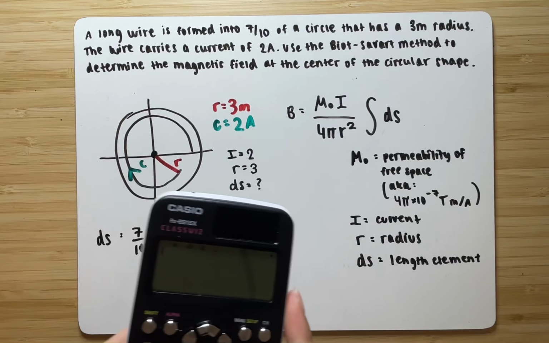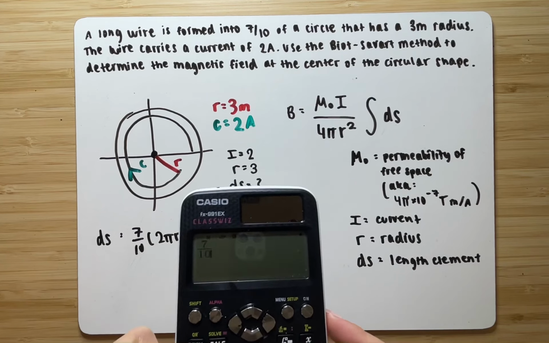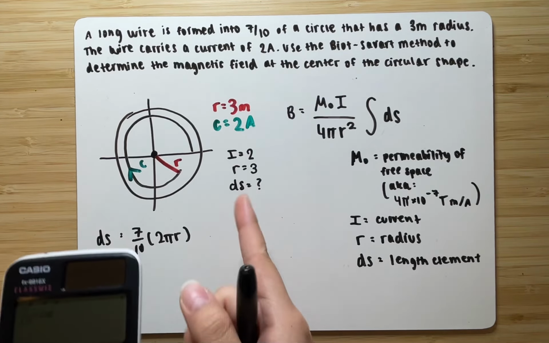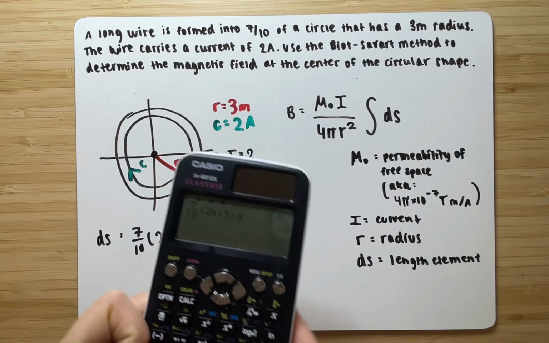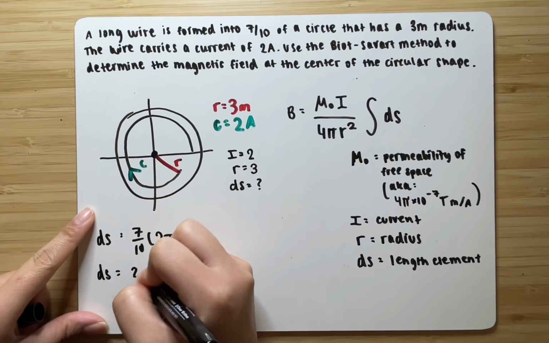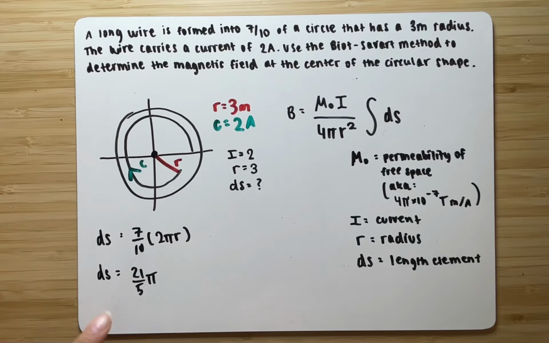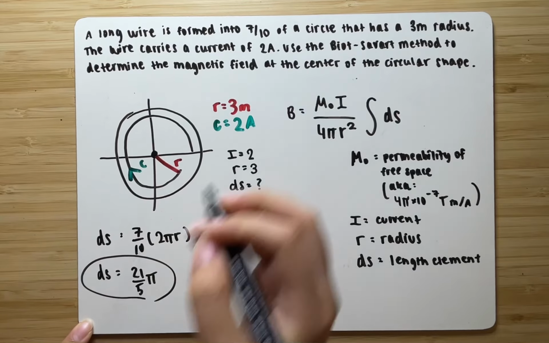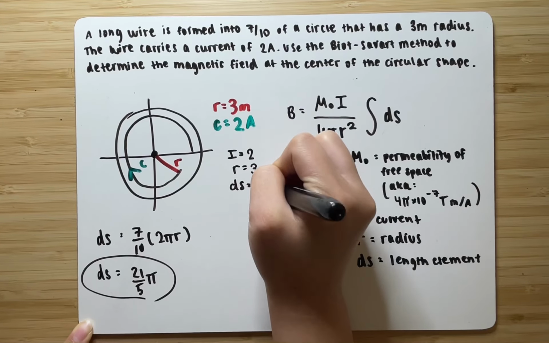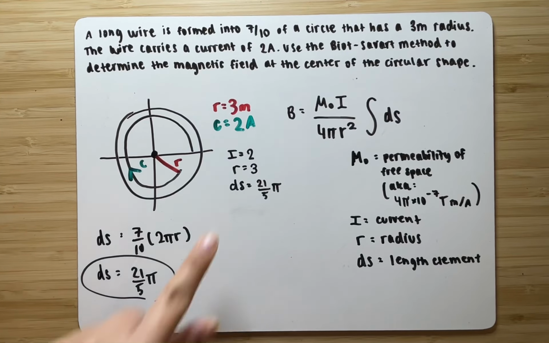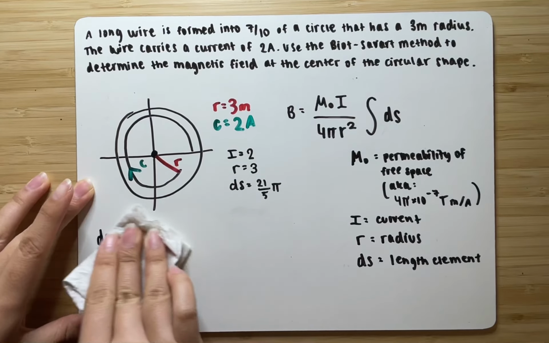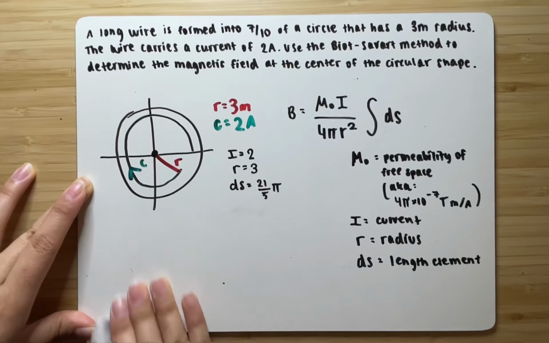So let's plug this into a calculator. 7/10 times 2 pi r. R we know is 3, so 7/10 times 2 pi 3 is equal to 21/5 pi. So ds is equal to 21/5 pi. Now that we have this circle, because it's important, we can remove this question mark and write 21/5 pi, okay? Now that we have that, solving this for magnetic field is going to be a piece of cake.